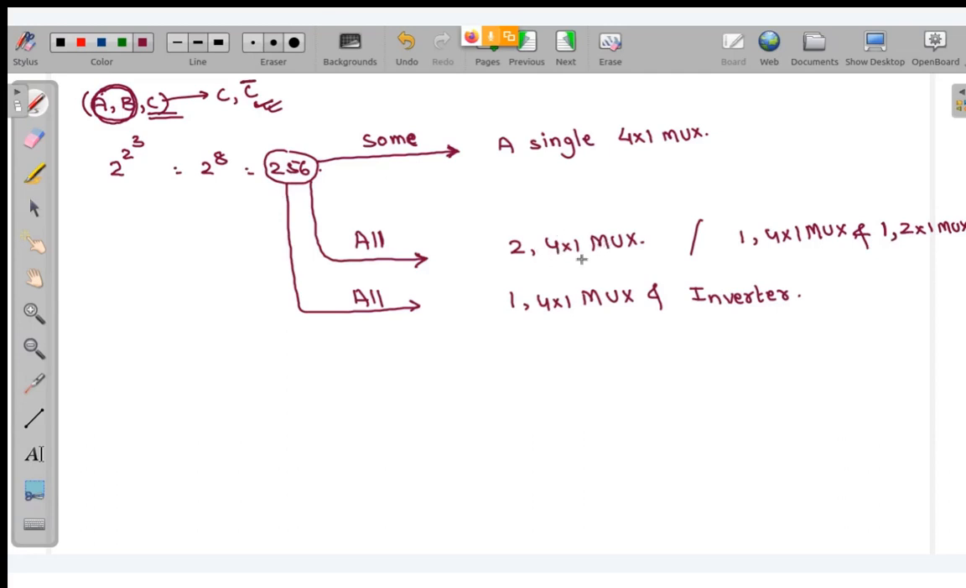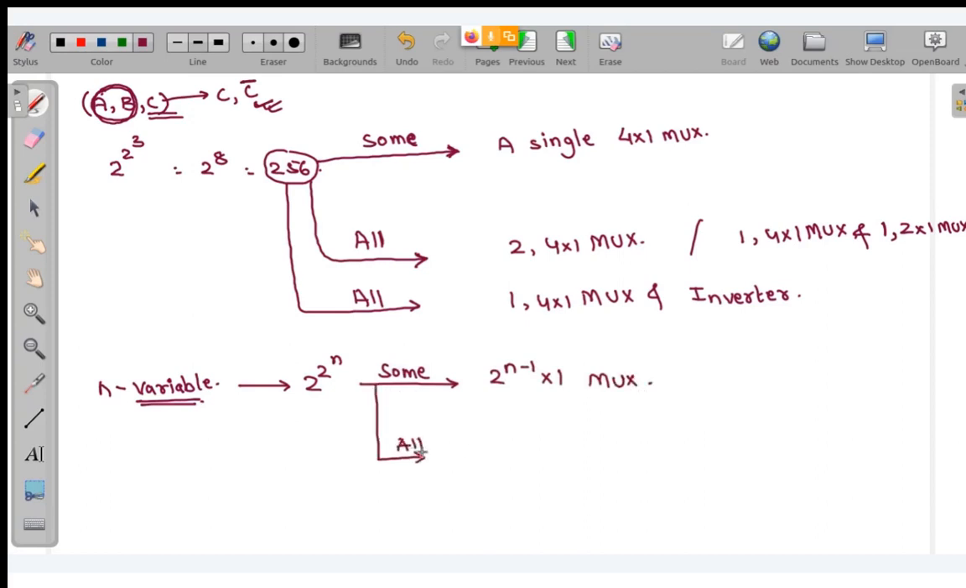Now if I generalize this to n variables, when we have n variables, the total number of functions will be how many? 2 to the power 2 to the power n. Out of these, some of them can be implemented using a 2 to the power n minus 1 cross 1 mux.